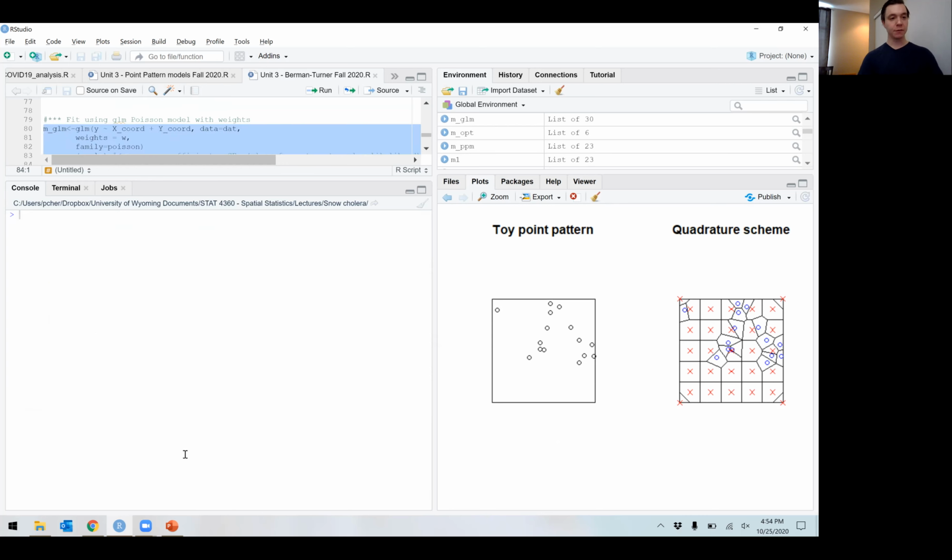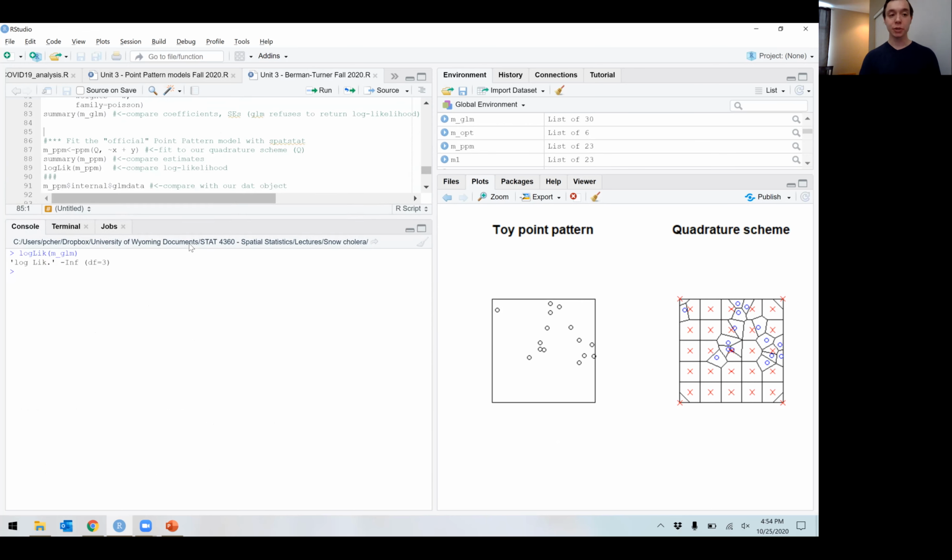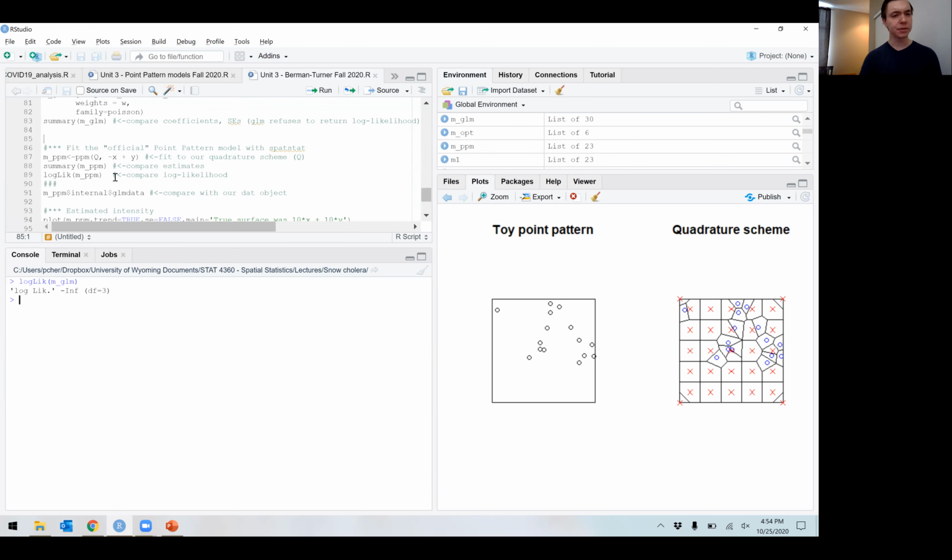Now, what GLM refuses to do for us is give us a log likelihood. I would love to show you that we've actually reached the same maximum of that surface. It gives us minus infinity because it refuses to compute the Poisson with non-integers.